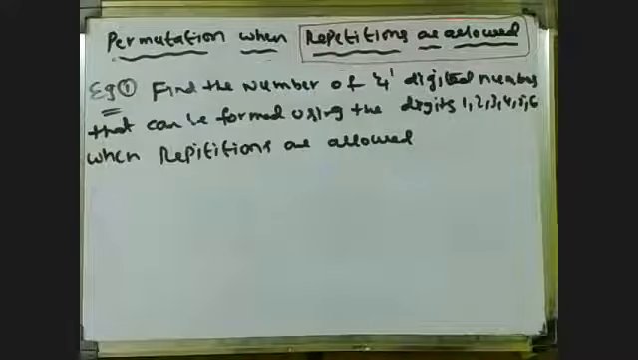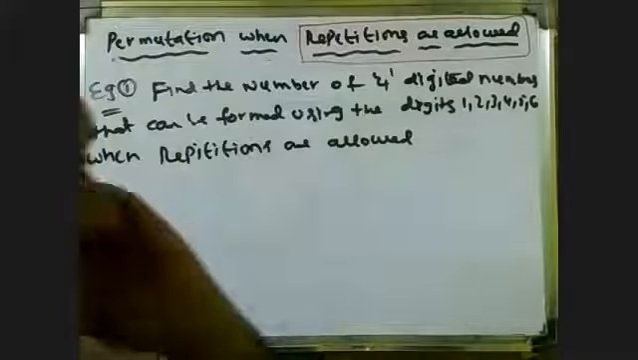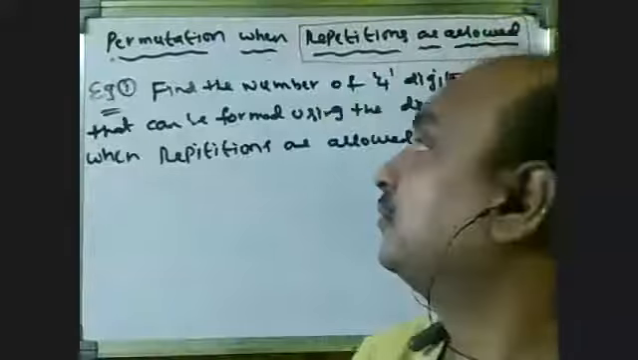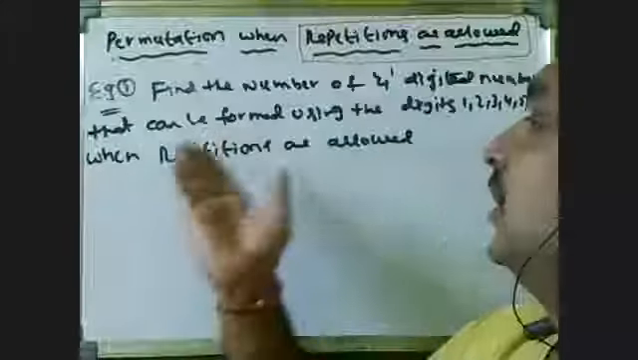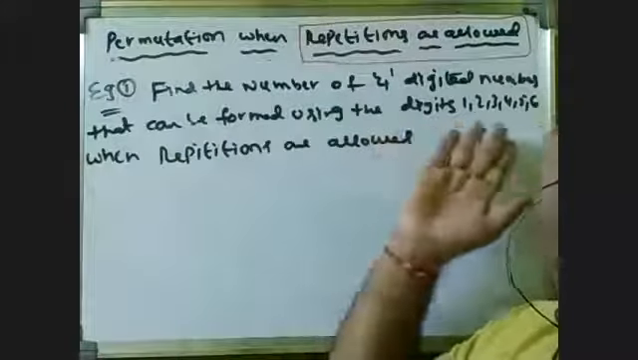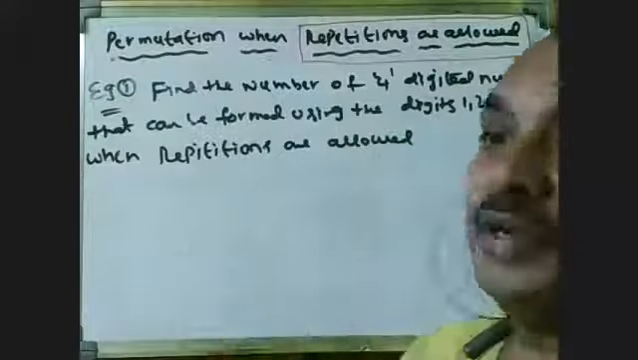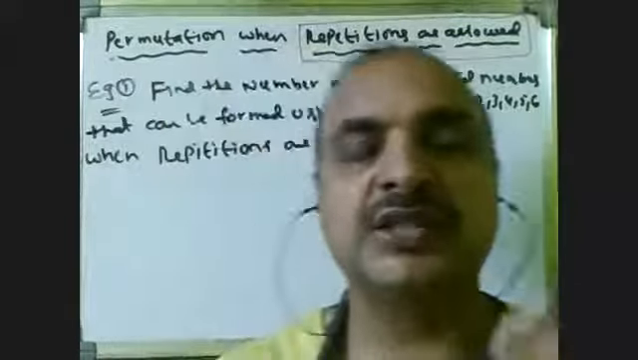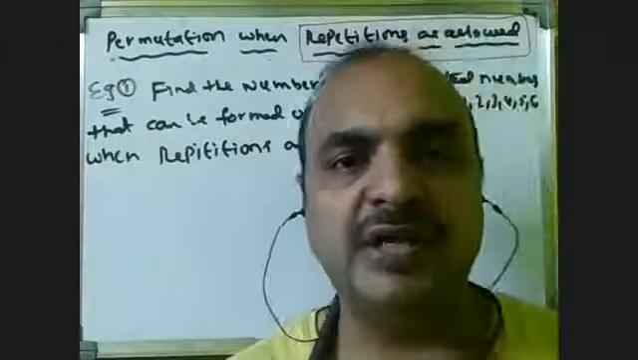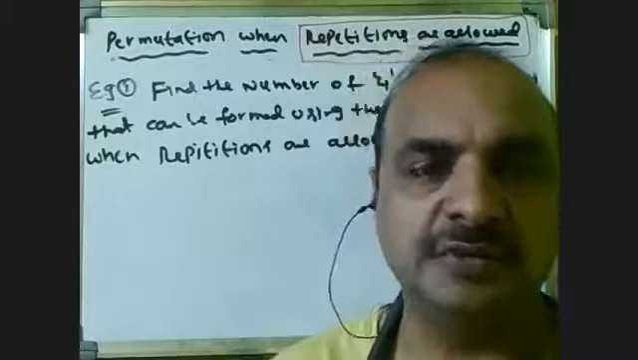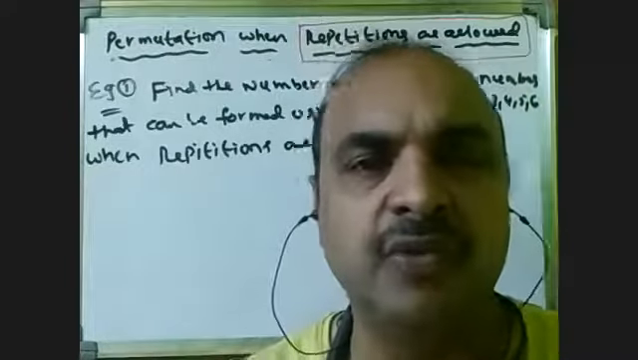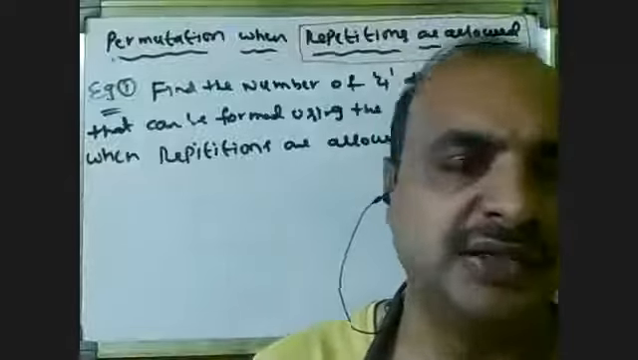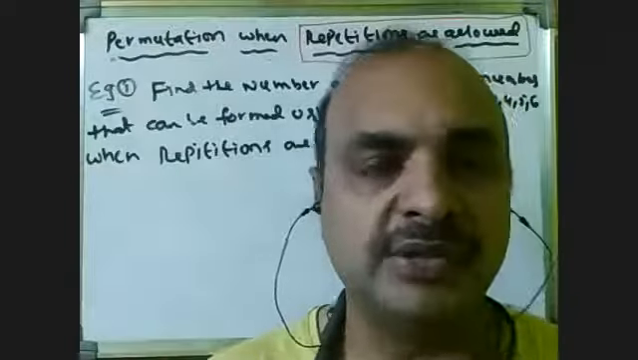Now, let us see one more application on this. Find the number of four-digit numbers that can be formed using the digits 1, 2, 3, 4, 5, 6 when repetitions are allowed. In the previous session, we already discussed four-digit, five-digit, and six-digit numbers which are divisible by 2, 3, 4, 5, and 7. So many problems you have done.